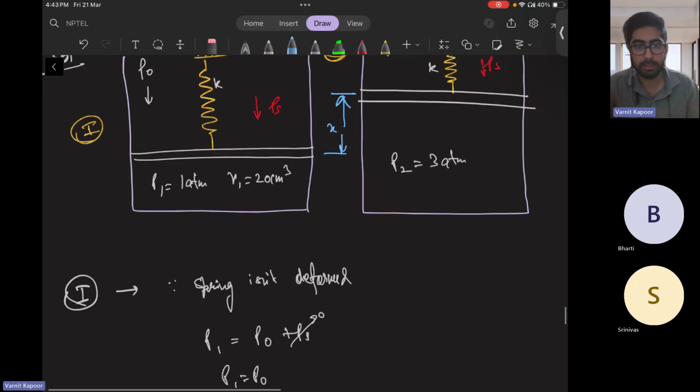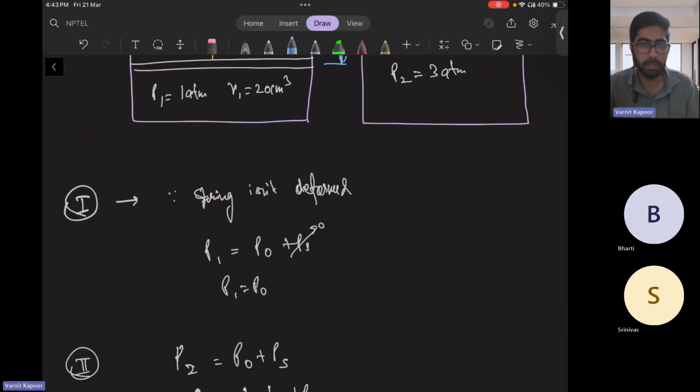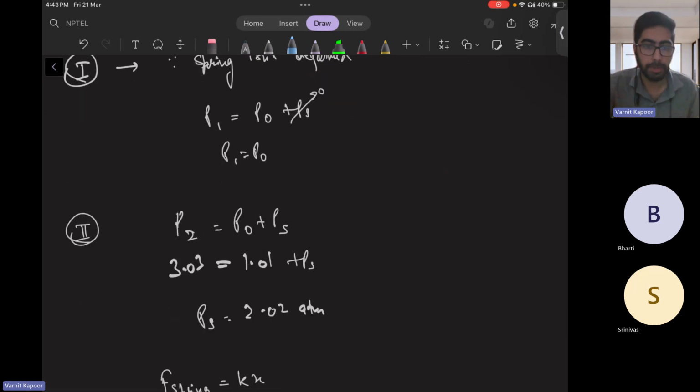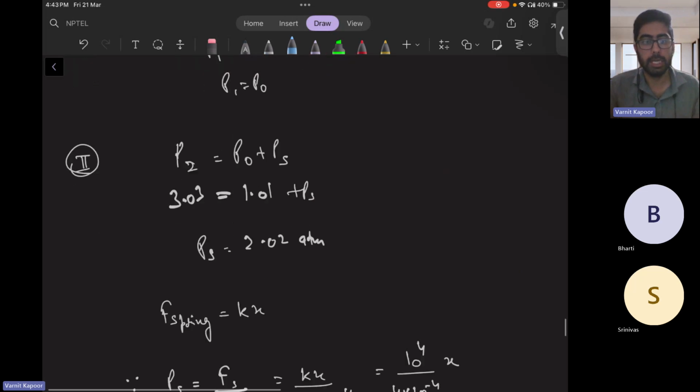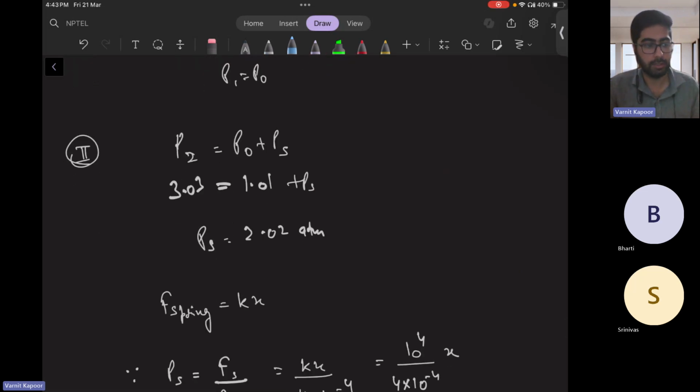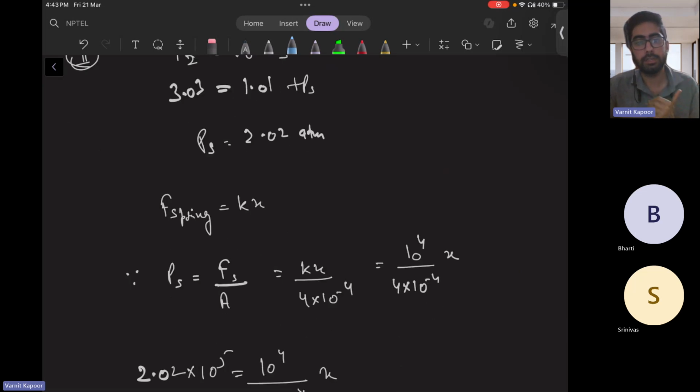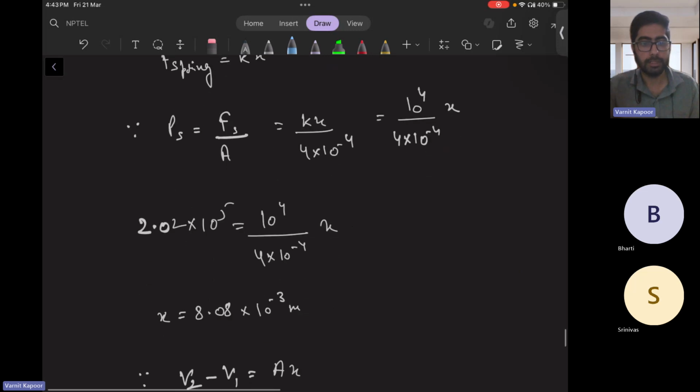So in the first case, spring is undeformed, so PS will be 0, P1 is equal to P0. In the second case, P2 is equal to P0 plus PS. P2 is 3.03, P0 is 1.01 plus PS. So PS comes out to be 2.02, and this is spring pressure. Spring force is Kx. So pressure is force over area. PS is Fs by area, so Kx by area. Area 4 into 10 to the power minus 4 is given to you, and k is given as 10 to the power 4, and x you need to find out. So from here you find x as 8.08 into 10 to the power of minus 3.